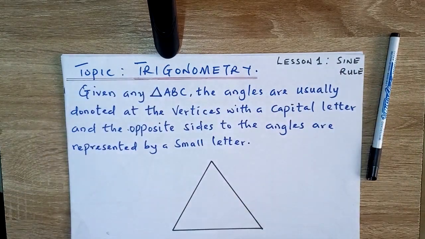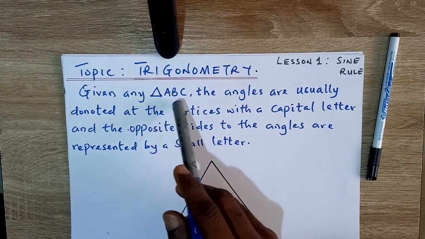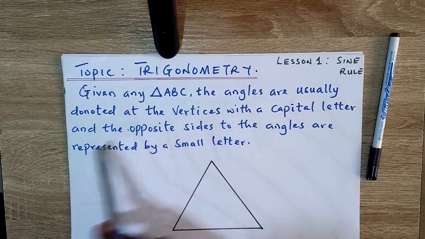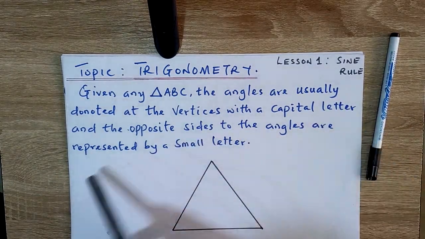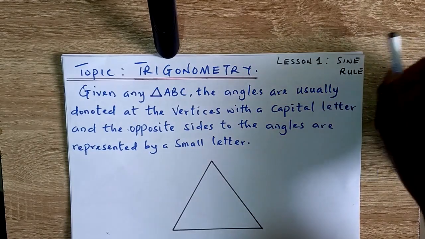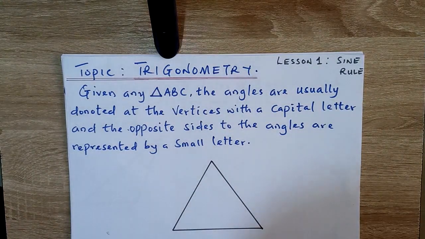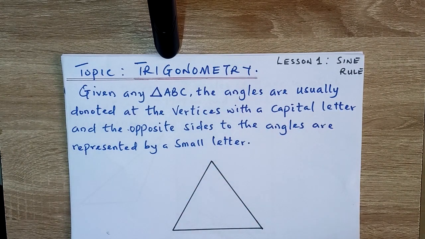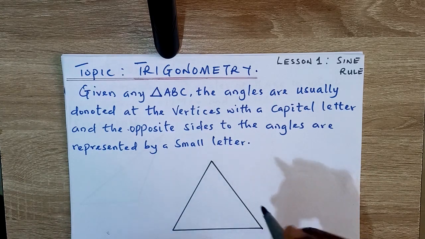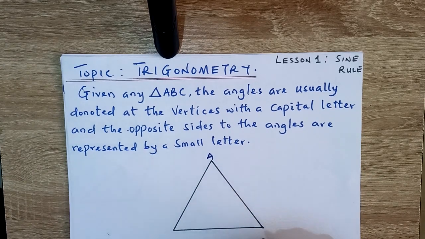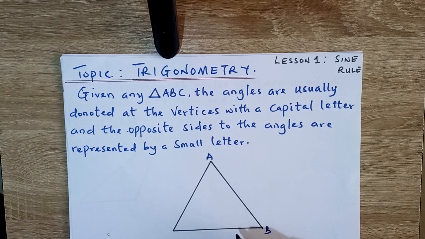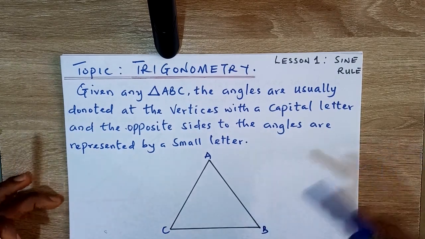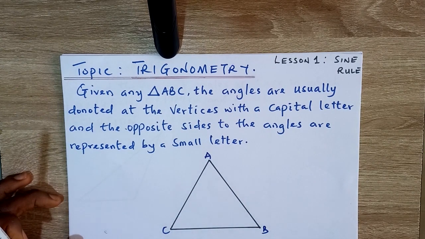Alright, suppose we have a given triangle ABC. The angles are usually denoted at the vertices with a capital letter, and the opposite sides to the angles are represented by small letters. Let's take, for example, this triangle we have here. The angles we label with capital letters. That means I can label this triangle as A, B, and C. Remember, the angles are where the vertices of the triangles are. So we use the capital letters to denote those angles.